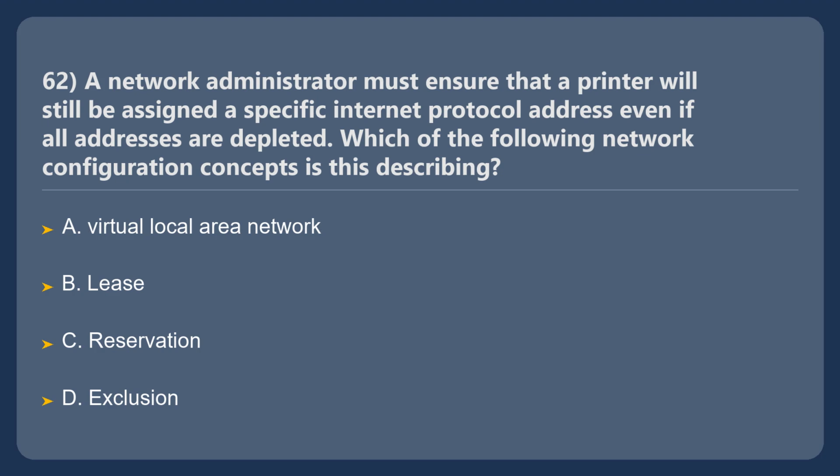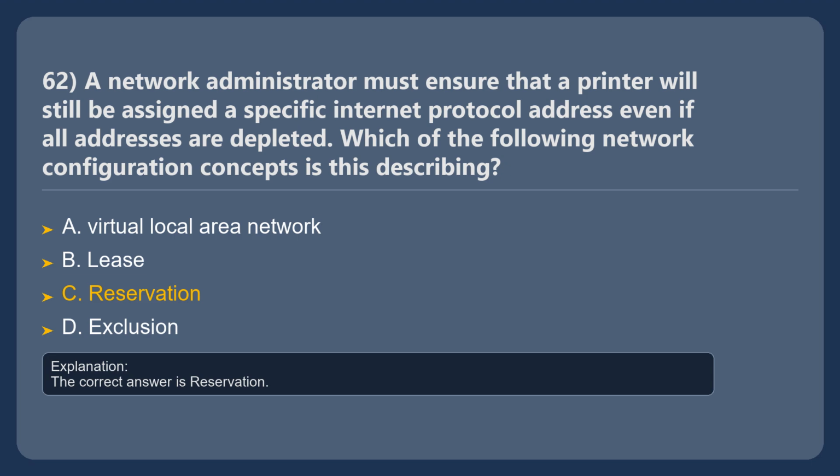Which of the following network configuration concepts is this describing? Option A, virtual local area network. Option B, lease. Option C, reservation. Option D, exclusion. The correct answer is option C, reservation.